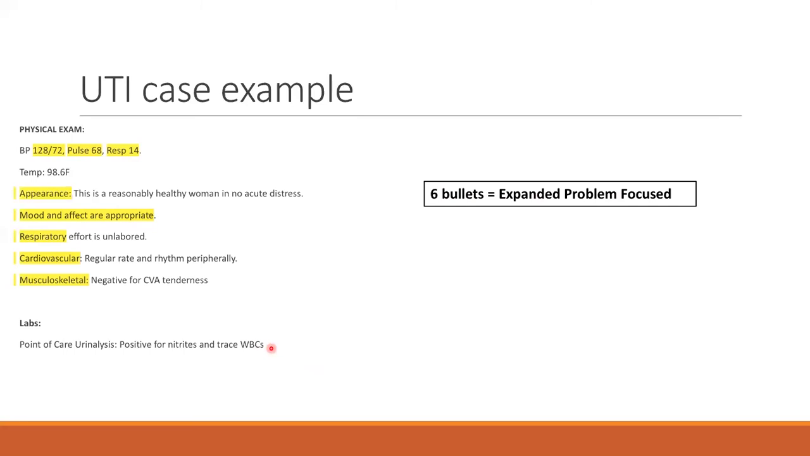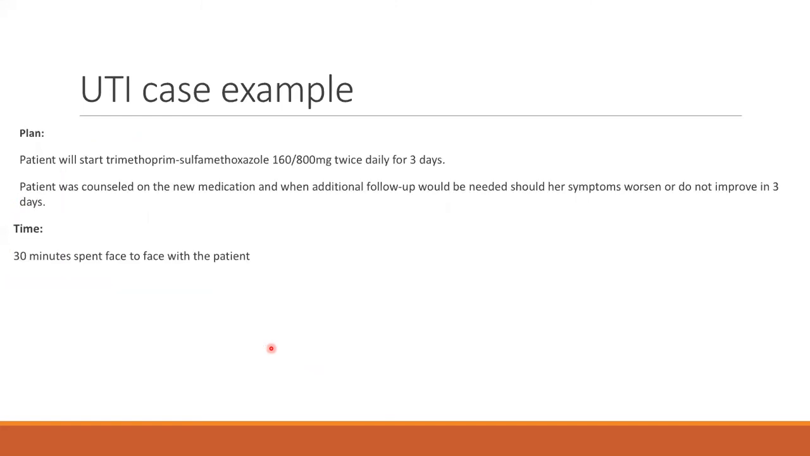We ordered a point of care urinalysis and it was positive for nitrites and trace white blood cells. So our plan for this patient is that they'll start Bactrim twice daily for 3 days. The patient was counseled on a new medication and when additional follow-up would be needed should her symptoms worsen or not improve within 3 days. The total time that we spent with this patient was 30 minutes.